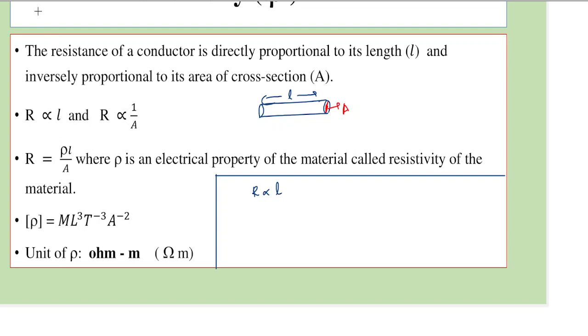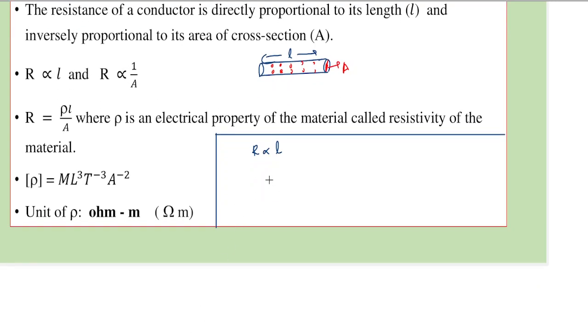That is because if the material is longer, the electron will face more opposition by the atoms of the material or its molecules. For example, if you look at these as the atoms or molecules of a given material, the longer the material is, the more opposition the electron will face. So R is directly proportional to length, and also the resistance is inversely proportional to its area of cross section.